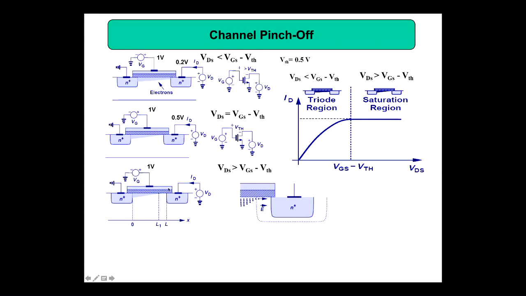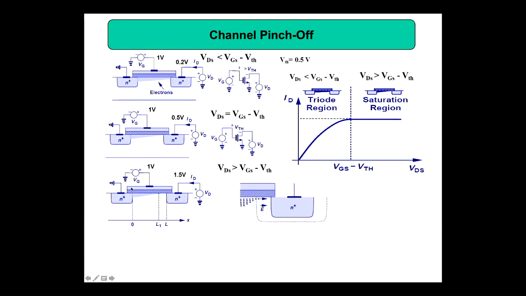Then here 1 volt, and then we have to increase the VDS. I am going to connect 1.5 volt. Then we can check it. Your VDS is equal to 1.5 volt. Then VGS minus VTH, 1 volt minus 0.5, so 0.5 volt. So your 1.5 is definitely greater than 0.5. So this is operating in the saturation region, so this region.